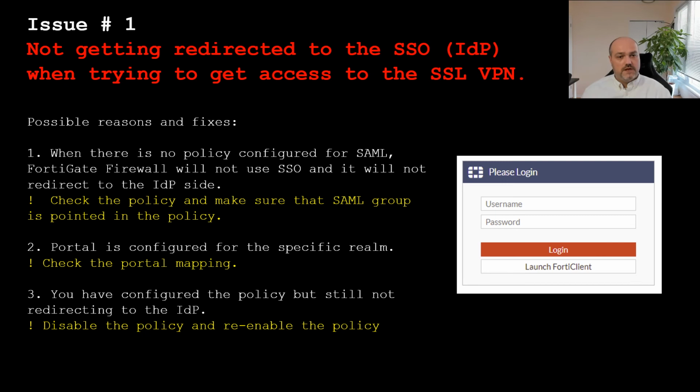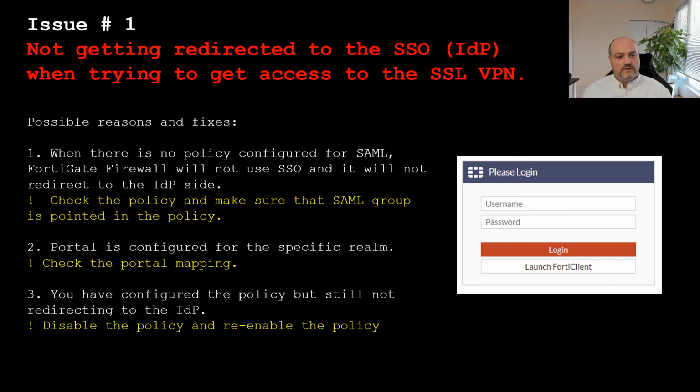Issue number 1. Not getting redirected to the single sign-on page of the identity provider when trying to get access to the SSL VPN. Possible reason: when there is no policy configured for SAML, the FortiGate firewall will not use single sign-on and it will not redirect to the identity provider side. Please check the policy and make sure that the SAML group is pointed in a policy. Secondly, the portal could be configured for a specific realm. Please check portal mapping.